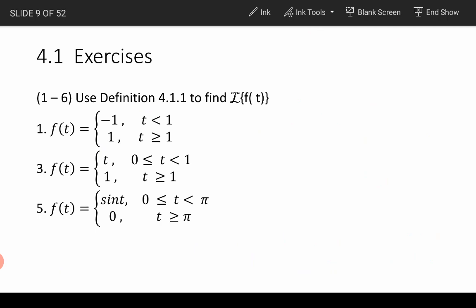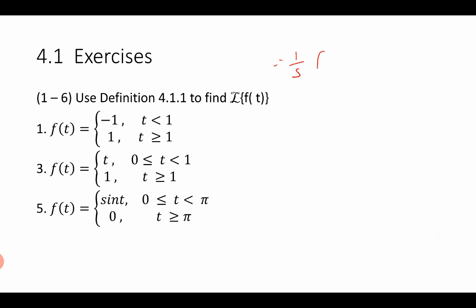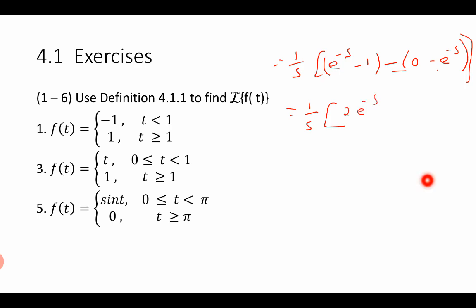1 by s in common, e raised to minus s minus 1, minus e raised to minus infinity will be 0, and minus e power s, isn't it? This is it. So you get 1 over s, this will be positive 2 times e power minus s minus 1. That's the end of the first problem.